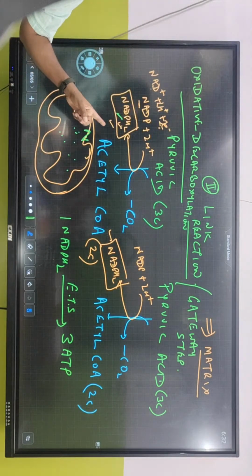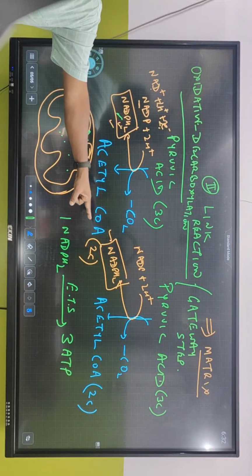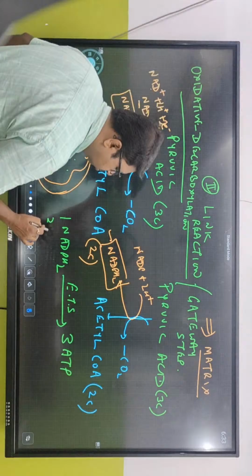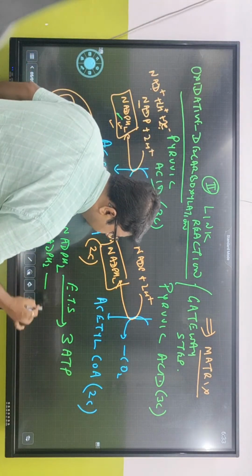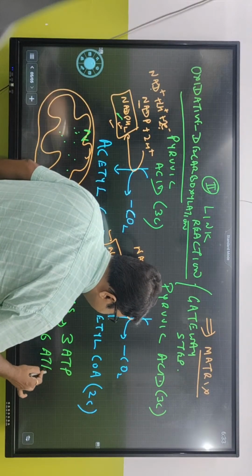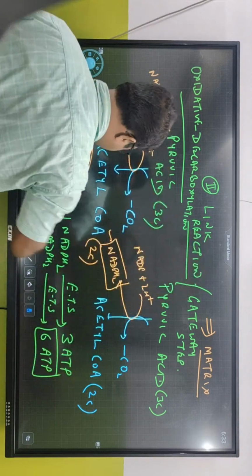তাহলে বল, কটা NADPH2 তৈরি হয়েছে এখানে? দুটো। তাহলে দুটো NADPH2 কটা ATP দেবে? 2 NADPH2 will be giving you how many ATP? 6 ATP. So what is the net gain of ATP in link reaction?